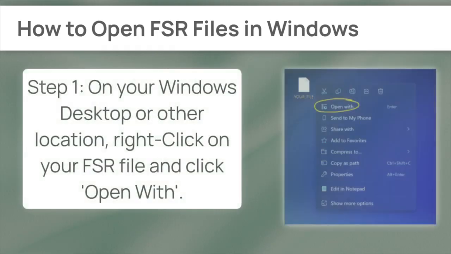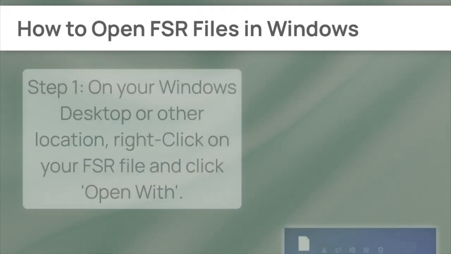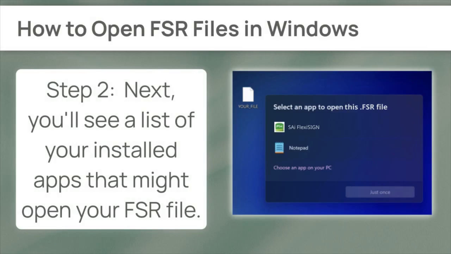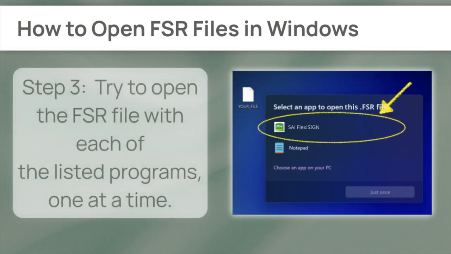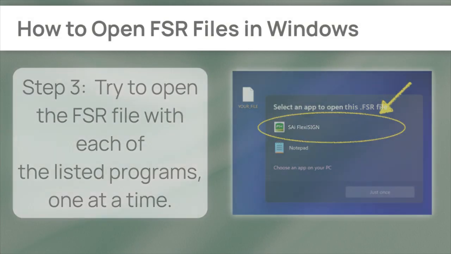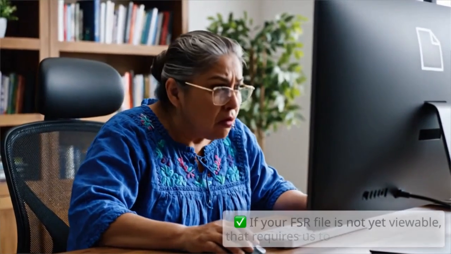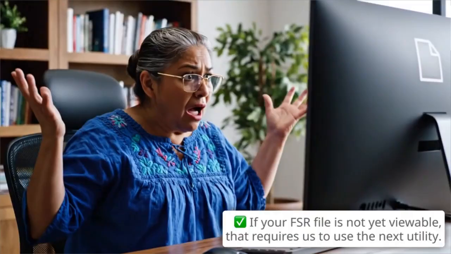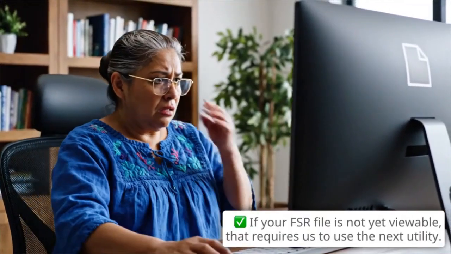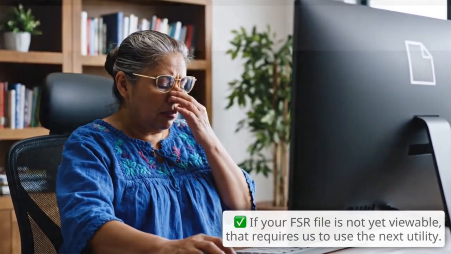Initiate the process by right-clicking the FSR file and choosing Open With. Use SAi FlexiSIGN as your first choice if available. If it's missing, move down the list. Finding the right reader might take 2 or 3 attempts. If the FSR file is still refusing to open, it's expected, because the FSR format is highly specialized and general solutions often fail. To ensure a proper fix, let's verify these crucial details on our checklist right now.